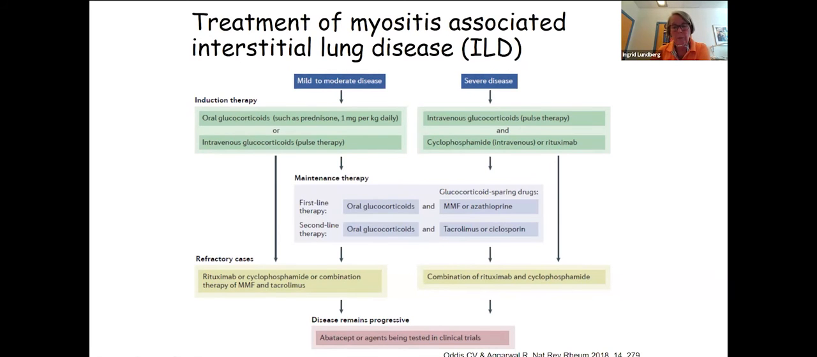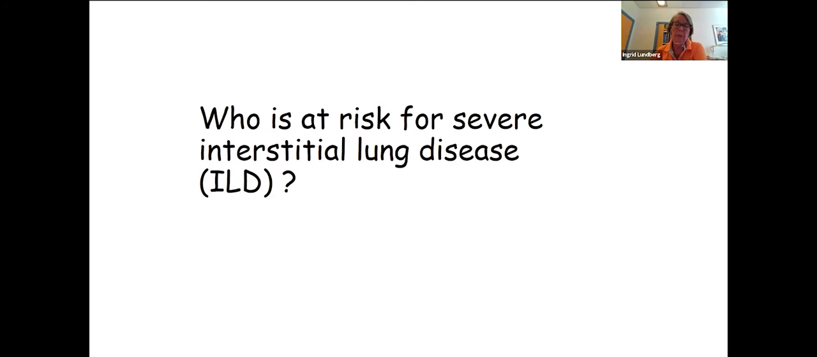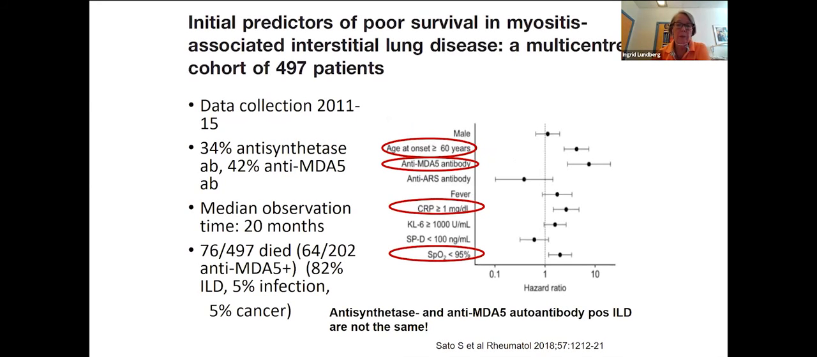emergency cases in rheumatology. So who is at risk of developing this severe interstitial lung disease? Well, from this large multi-center study with almost 500 patients, the risk factors to develop interstitial lung disease were age over 60, anti-MDA5 autoantibody, some inflammation like CRP, and also reduced oxygen saturation. So of course, these are markers where we should be more careful and maybe more aggressive in our treatment.